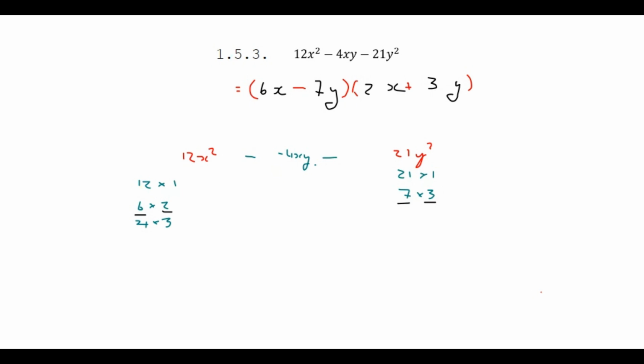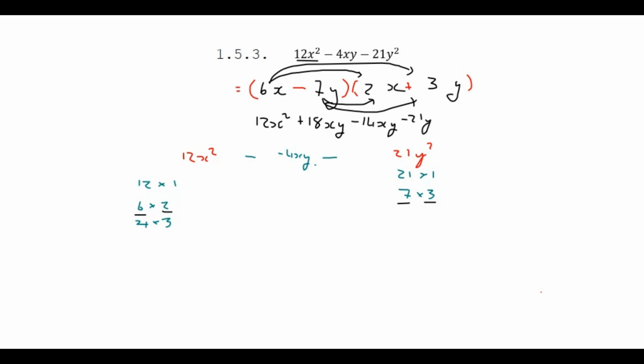You need to test. So when we FOIL 6 times 2 here, that'll give me 12x squared. That's what I've got there. I'm happy. Then we have 6x times plus 3y. That becomes plus 18xy minus 14xy minus 21y squared. That's what I've got there, so I'm happy with that. But plus 18 minus 14 gives me plus 4xy.